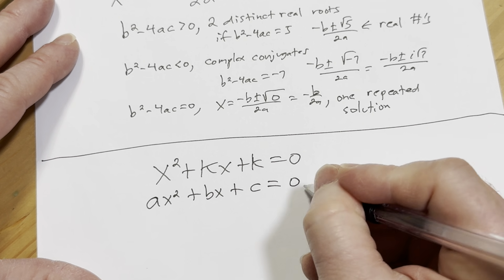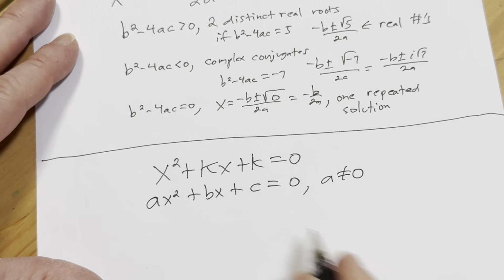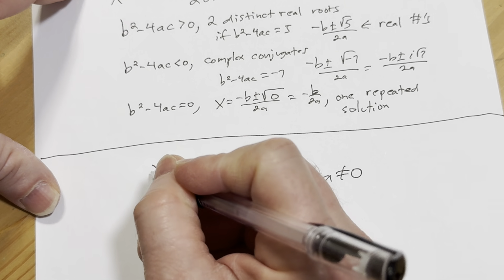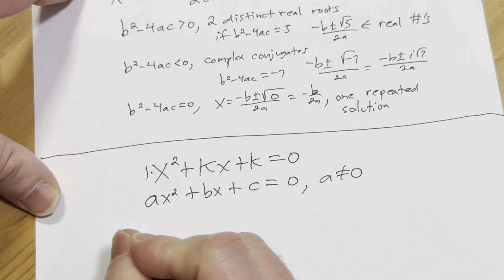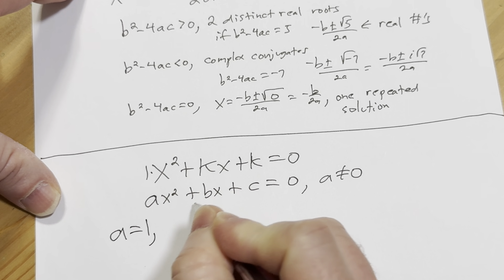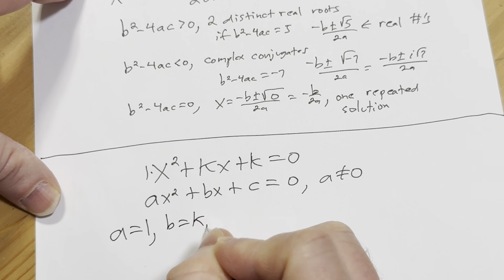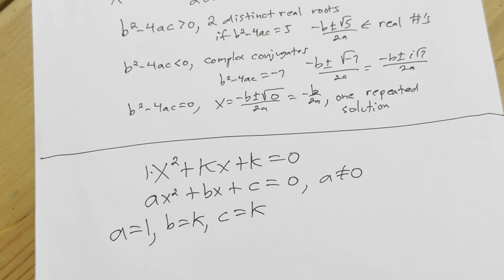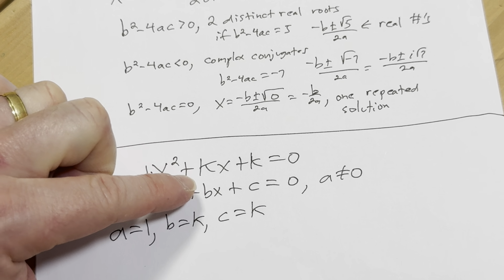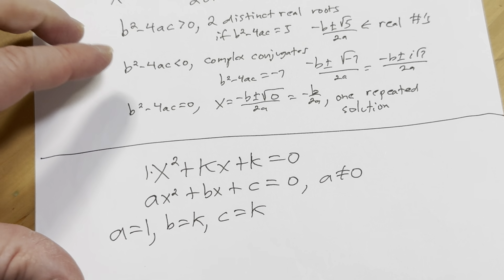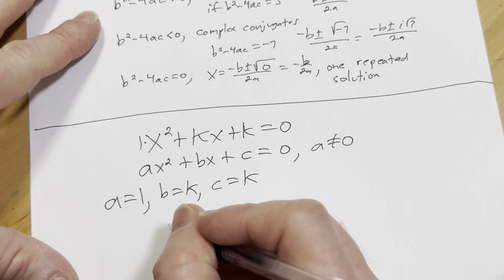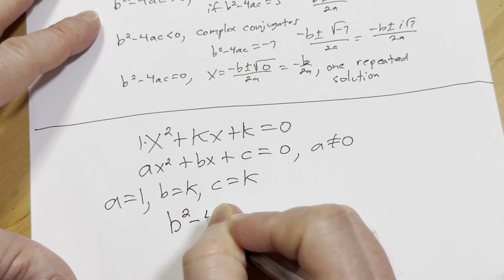That's a quadratic equation. Let's start by identifying a, b, and c so we can use the discriminant. Matching the coefficients, you can see a is equal to 1, b is equal to k, and c is also equal to k. So they're both equal to k. All right, so using the discriminant formula, it's b squared minus 4ac.